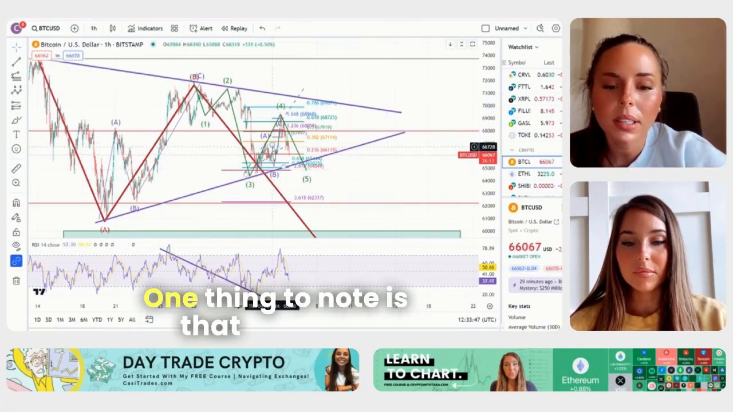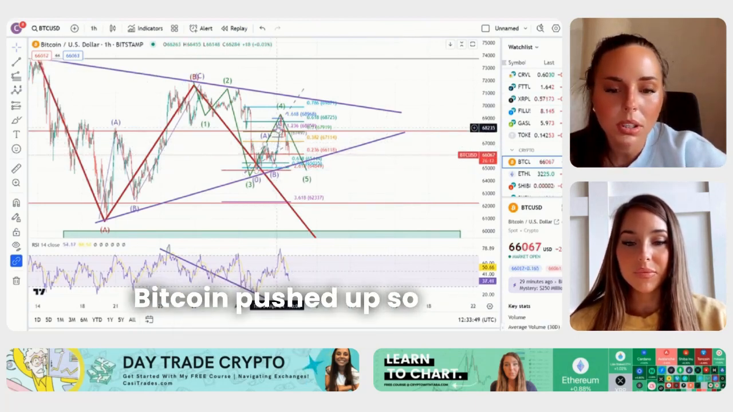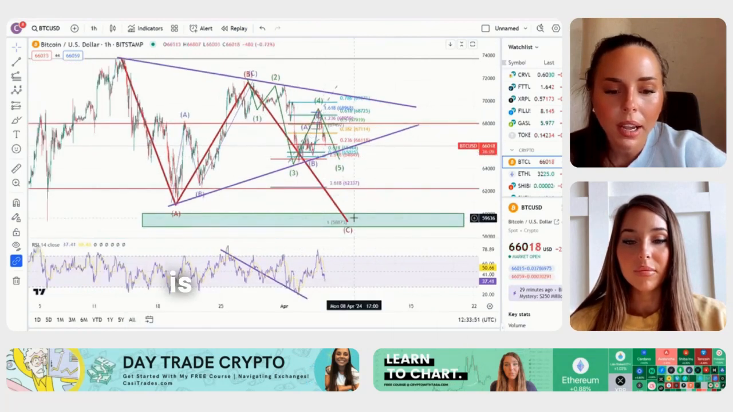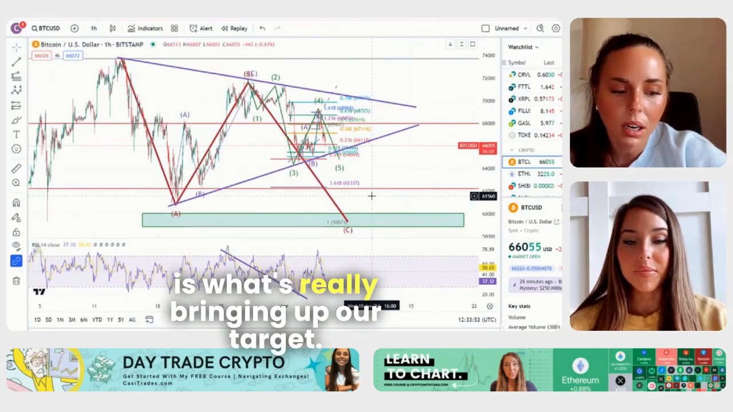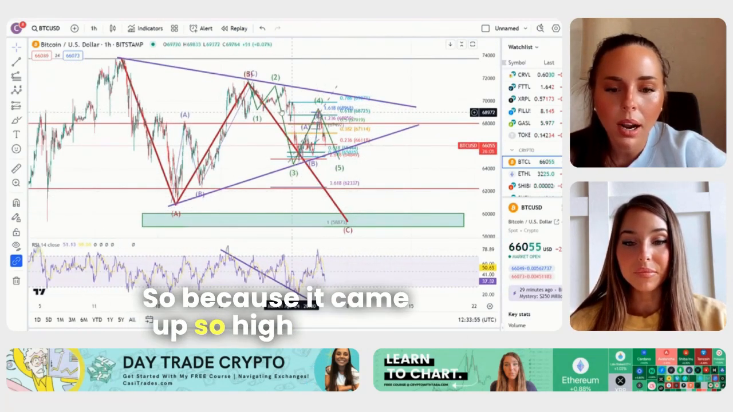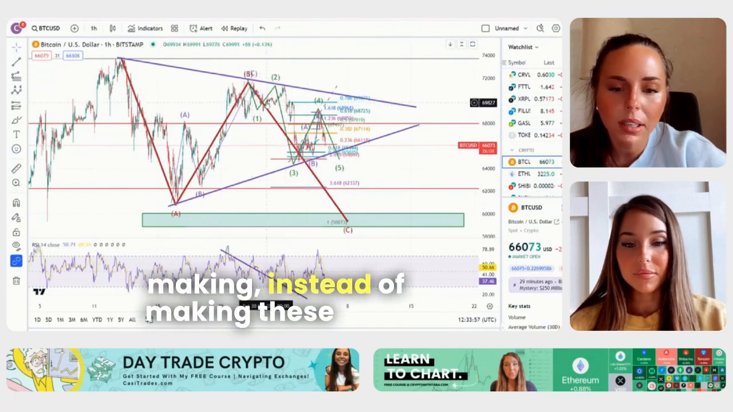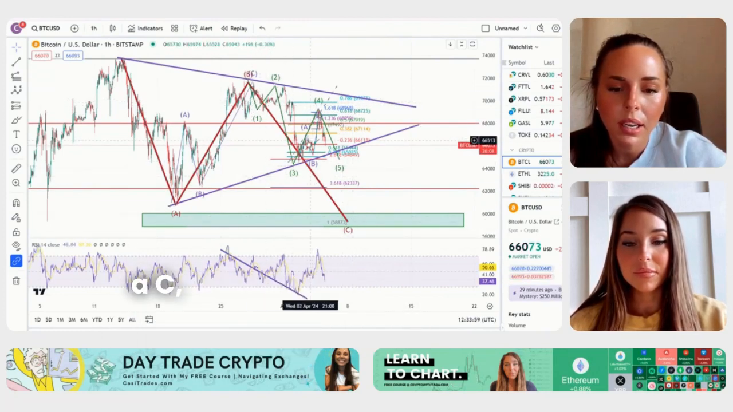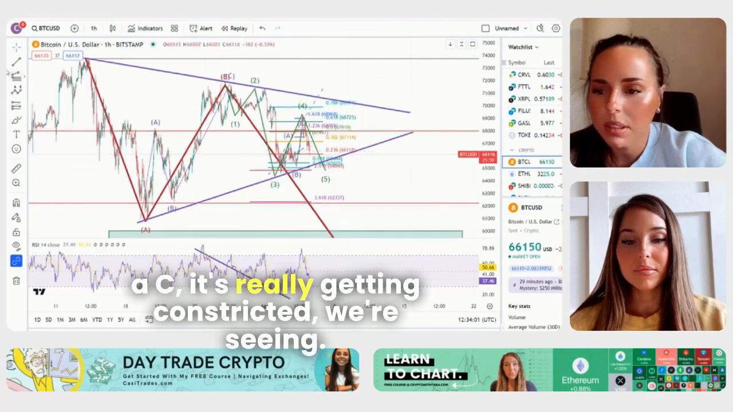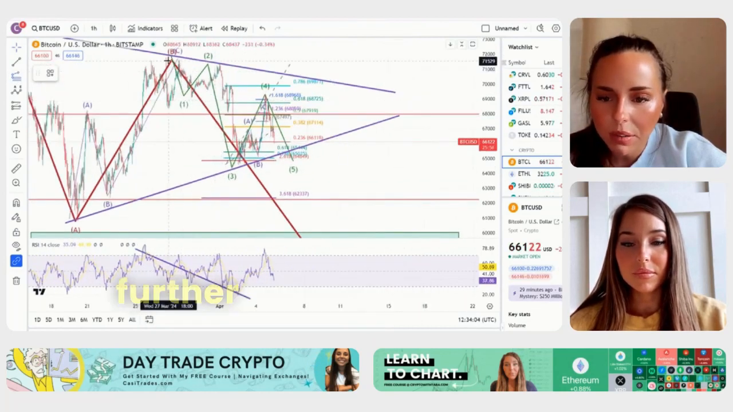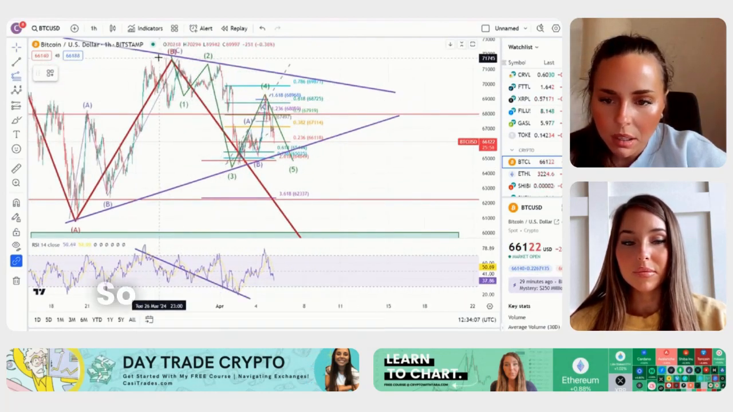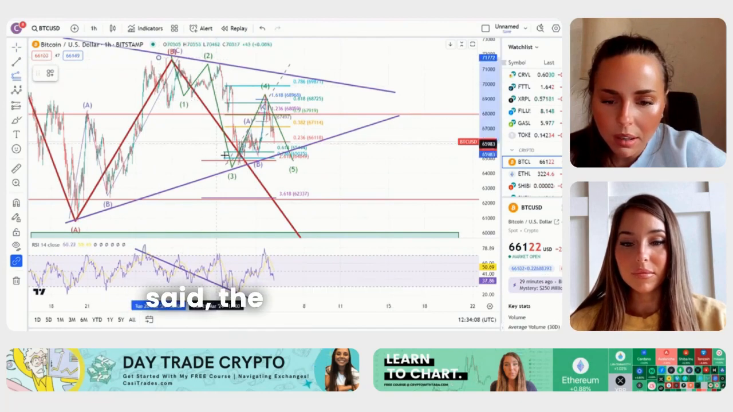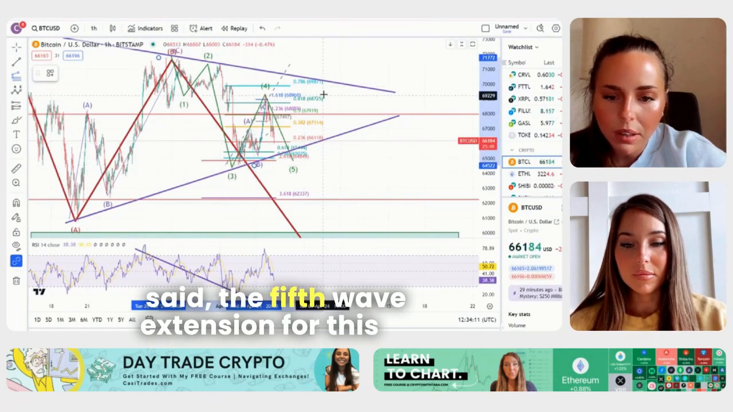One thing to note is that because Bitcoin pushed up so high yesterday, that is what's really bringing up our target. So because it came up so high, instead of making these nice strong waves for a C, it's really getting constricted, we're seeing. So that's just leading us to believe further that this is what's happening. So I'm going to put in, like I said, the 5th wave extension for this C.